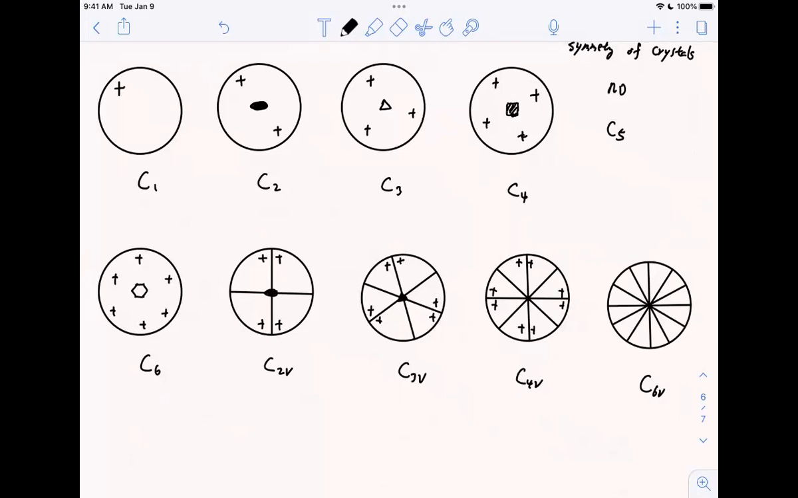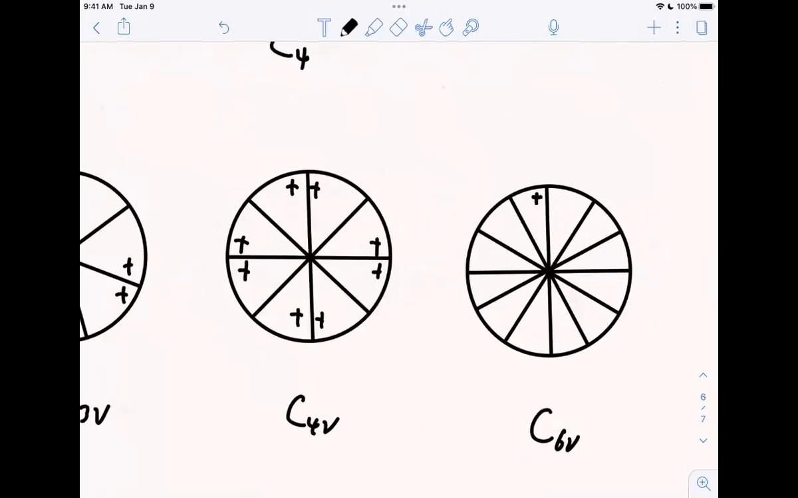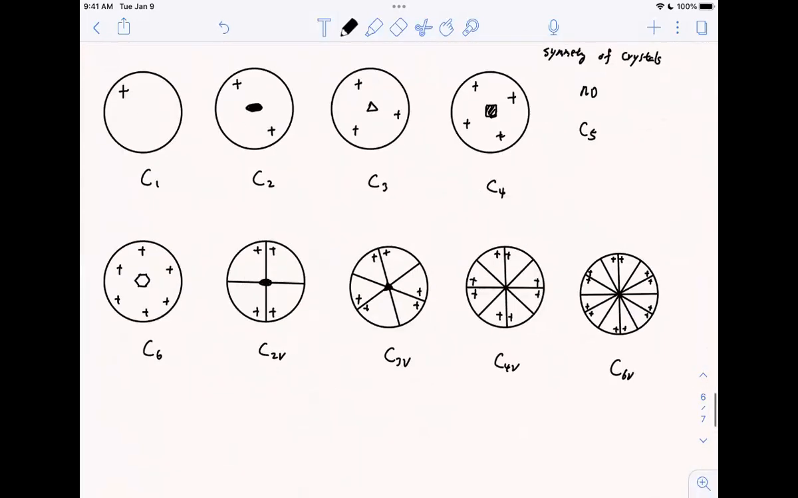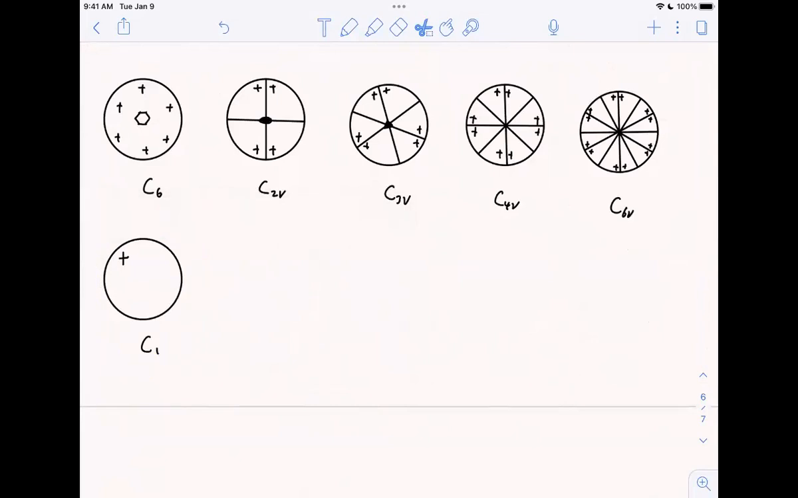Okay, so this is C6V. Okay, totally 6 mirrors. Now we come to the H one, the CH. What do you mean CH? So I can copy this. C1H only has 2 elements, the identity element and this horizontal mirror reflection. Now this is H.